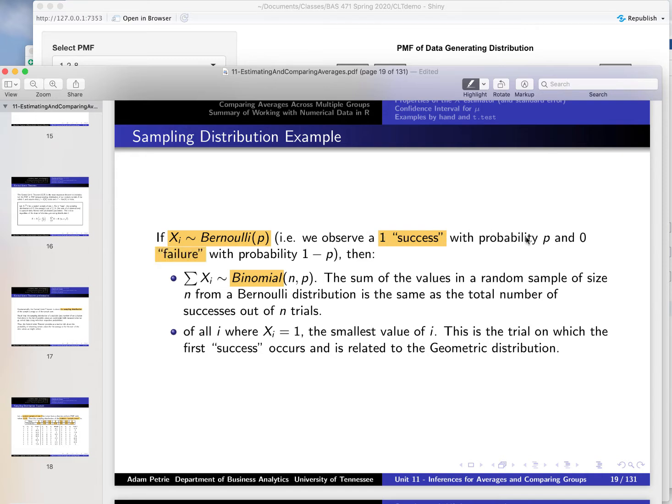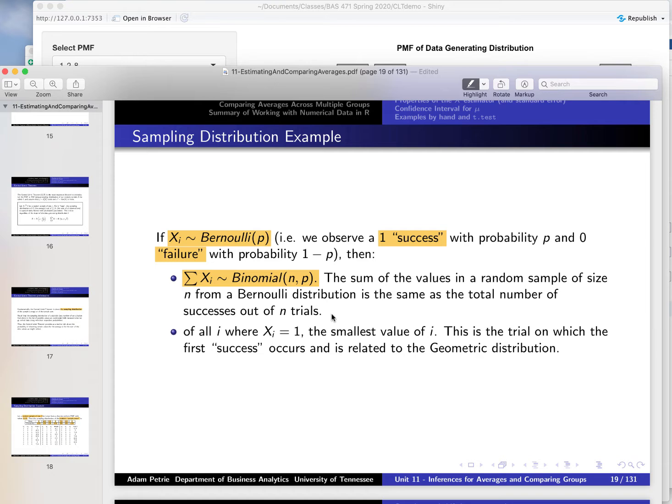Success has probability p, failure has probability 1 minus p, and when we use that binomial distribution, we were counting up the total number of successes out of n trials. Well, if our random sample is a collection of those 1s and 0s, then the sum of those 1s and 0s is essentially counting up the number of successes out of n trials. And so the sum of all of the x's in that random sample is a binomial distribution. That's going to be the sampling distribution of the sum of those random values in our sample.